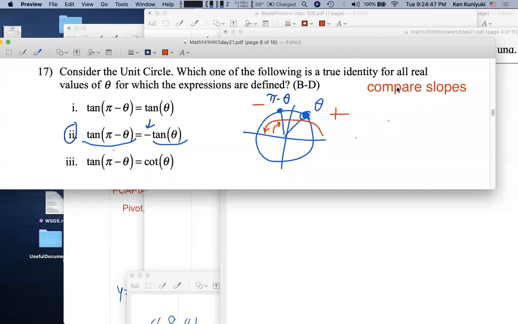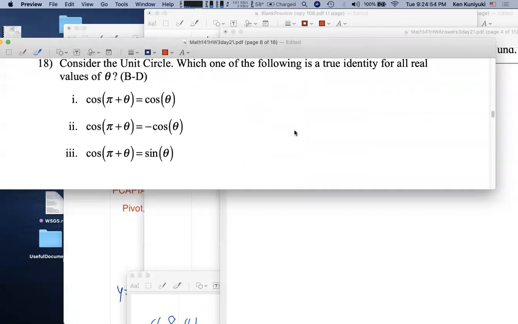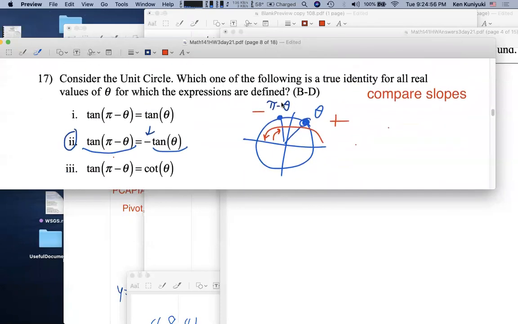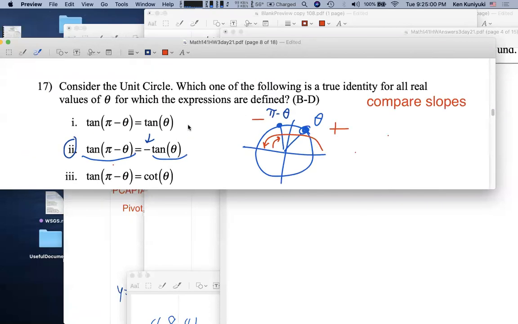All right. Any questions before I go on? And the others are similar. 16 is similar in flavor, and so is 18. It's just different trig functions and different comparisons, like here.